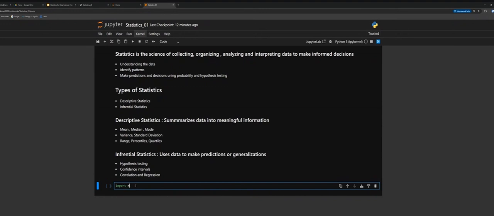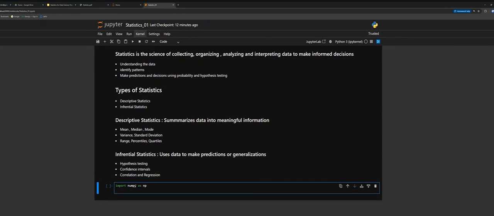Import numpy as np. Okay, and then I want to create a population, a variable called population equals np.arange. A range of numbers I want to create, say from 1 comma 101.